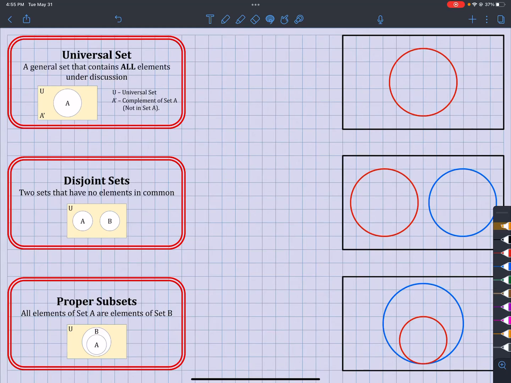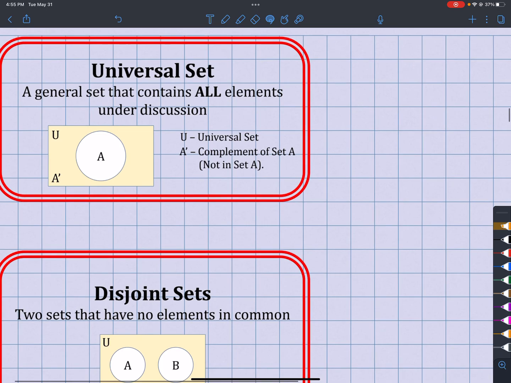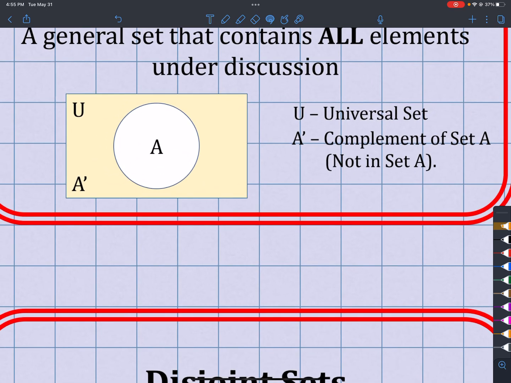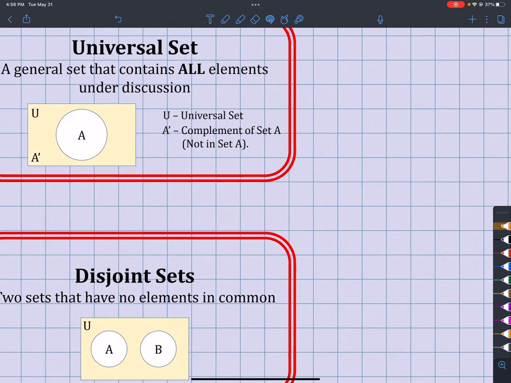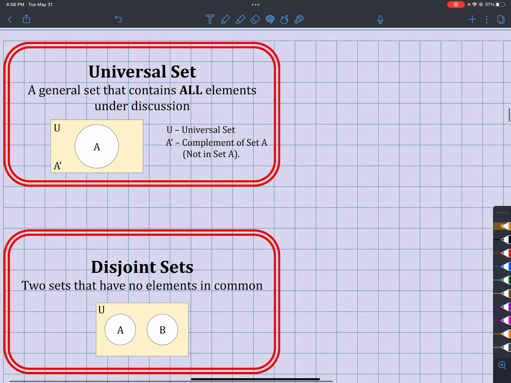All right, so let's talk about Venn diagrams. First I have to explain what a universal set is. A universal set is everything that's going to be inside that box, everything in the universe. A is only going to be a part of that. And the A with that little dash on top is considered the complement of a set, which means not in the set of A. We'll get into more detail down the road, but let's do this.